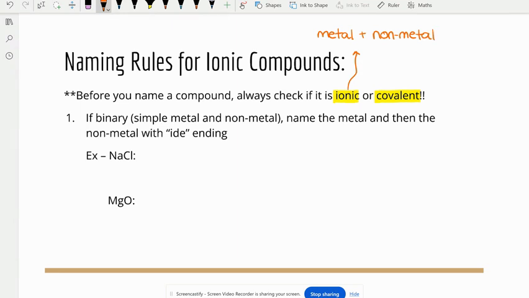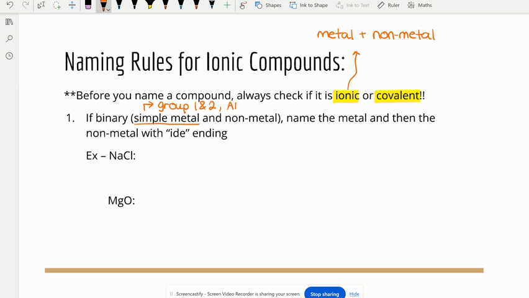Is it a metal and a non-metal? If yes, then you proceed with this rule. We are only naming simple binary ionic compounds right now. That means a simple metal and a non-metal. By simple metal, we are referring to any metals that are in group 1 and 2, plus aluminum. It just happens to be kind of on its own, but aluminum is also a simple metal. So basically not transition metals.